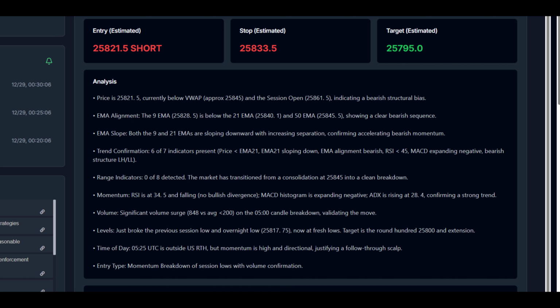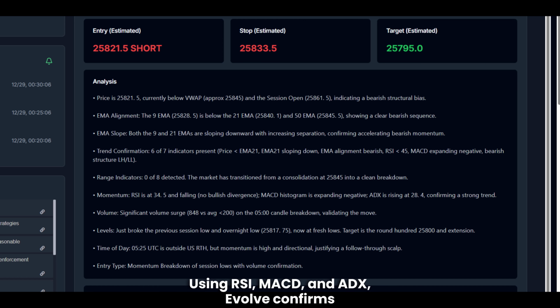Trend confirmation. This is a summary of the indicators used such as EMA, EMA alignment, RSI, MACD, and more to calculate trend to support Evolve's analysis. Range indicators. This examines the market to determine whether it is in a range or breakout. It has moved from a consolidated range to a clean breakdown.